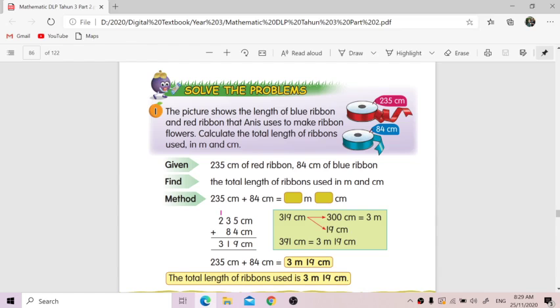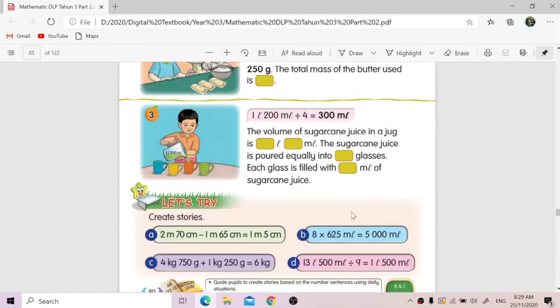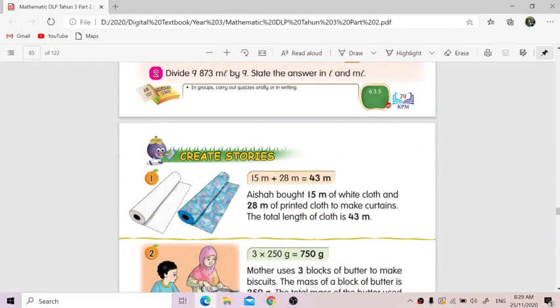Okay, for today, we have almost come to the end of the topic for length, mass, and volume of liquid. Our objective today is how to create stories based on the mathematics sentence, and also how to solve problems that involve length, mass, and volume of liquid. So first of all, we're going to touch on how to create stories.